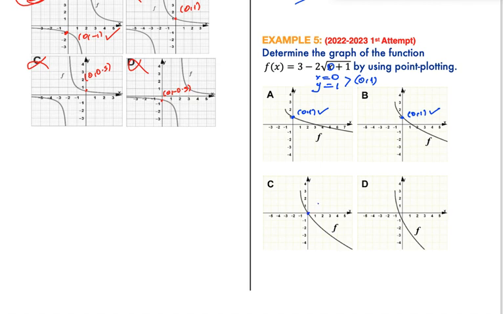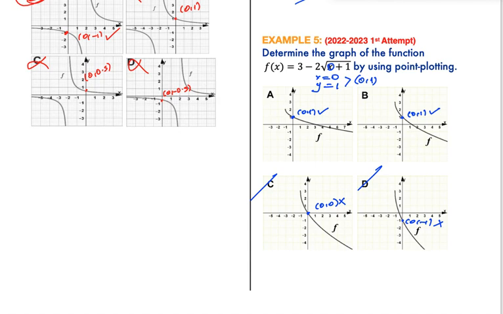Option C is passing through 0, 0, not 0, 1. It's definitely not my answer. Option D is passing through 0, negative 1. Definitely not my answer. So I eliminated options C and D. My answer is either A or B. So I need another point to determine the answer.